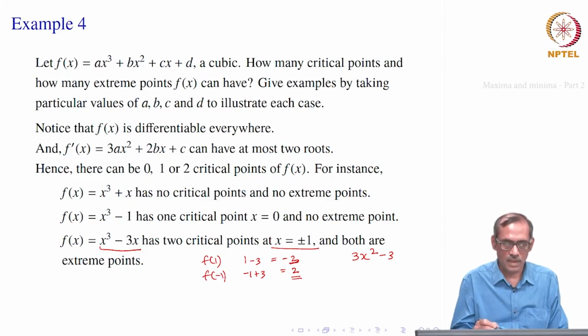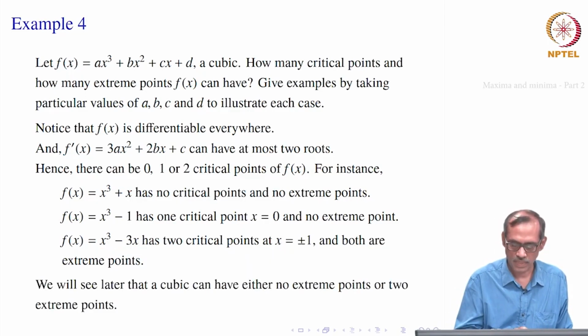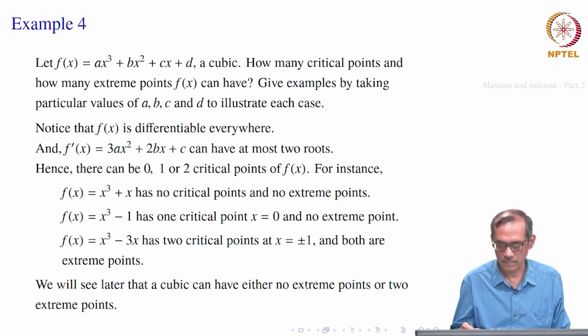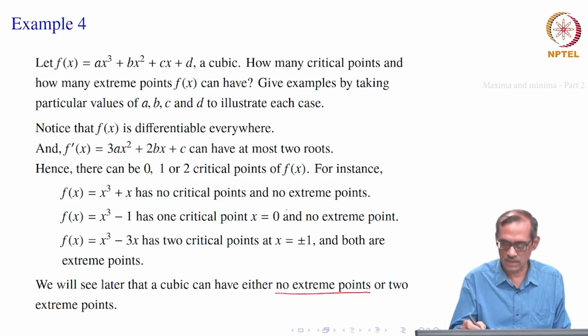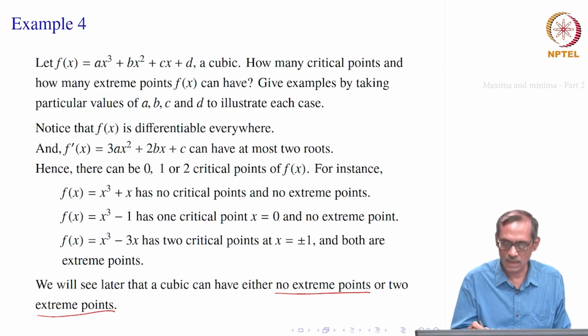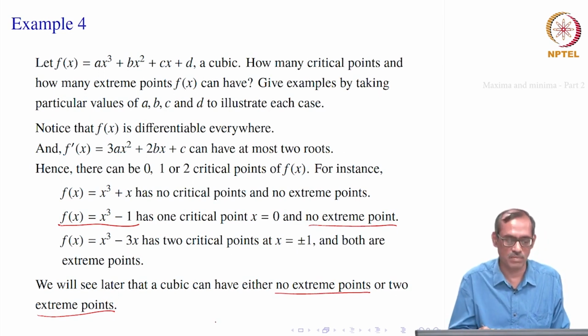So, all sorts of things could happen, that is what we see from this for a cubic. It can have either no extreme points, or we have shown an example where it will have 2 extreme points. We will see later why only one does not happen. Here you see 2 examples with no extreme points, and the last one with 2 extreme points. The critical point is 1, in the middle, for f(x) equal to x cubed minus 1, but it has no extreme point. So, we will later see why the case of exactly one extreme point is not possible for a cubic.